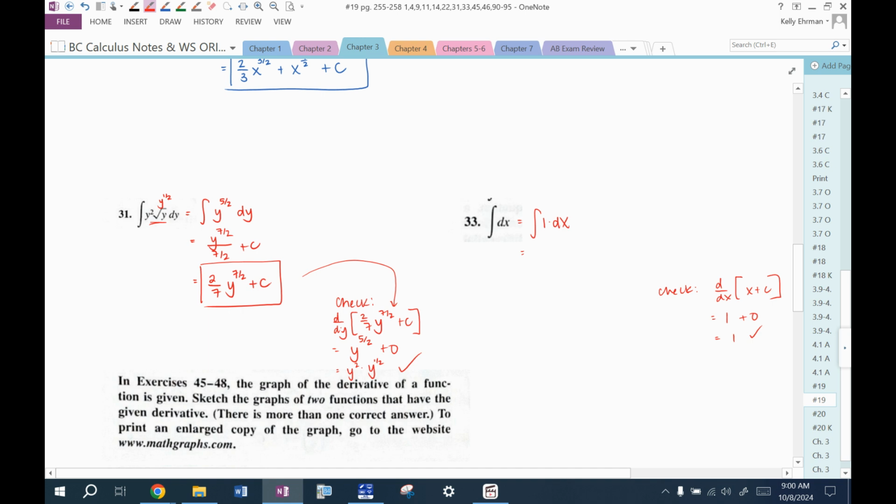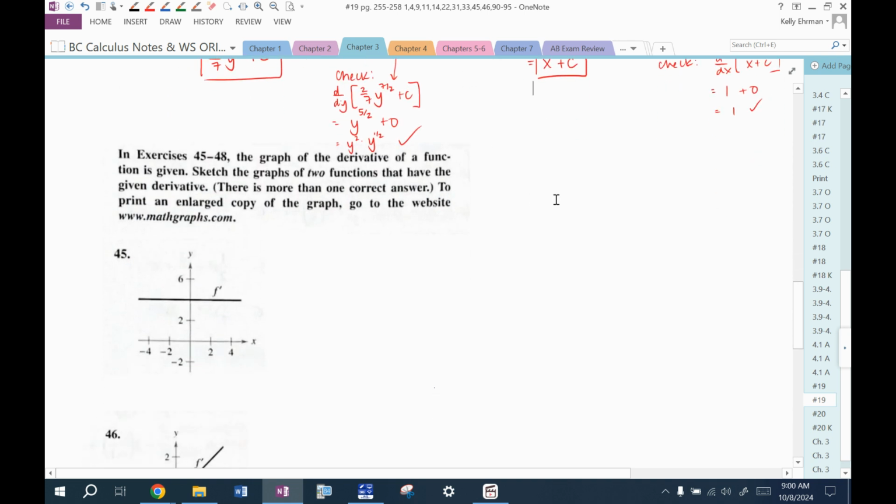Okay, so right now this is like 1x to the 0. So add 1 to your exponent, divide by 1. So yeah, the integral of dx is just x plus c. Take the derivative of x plus c, you get 1 plus 0. And yeah, that is what we have in our integrand there.